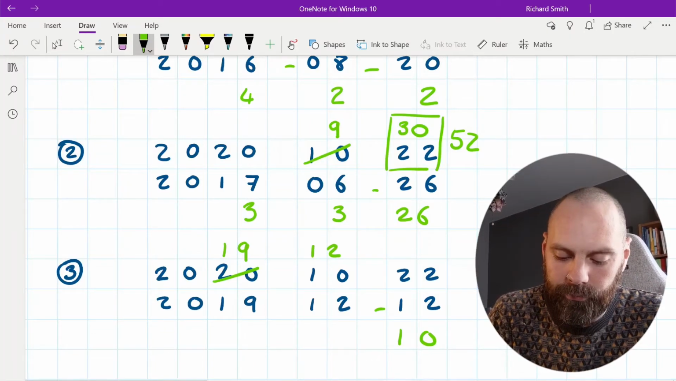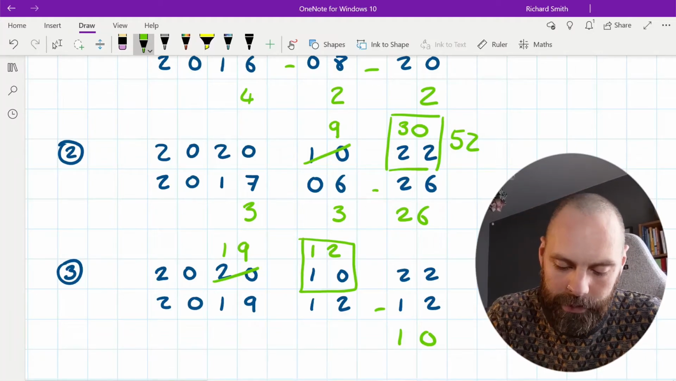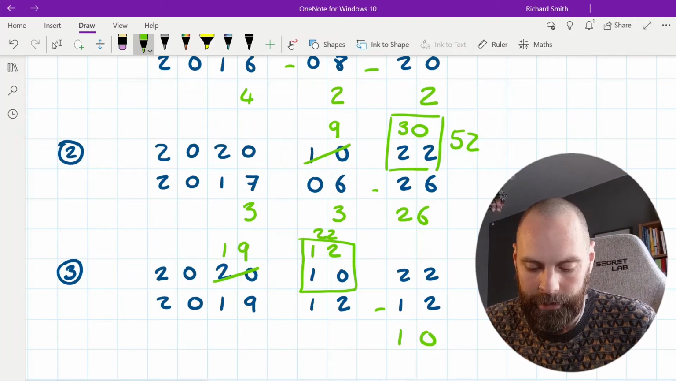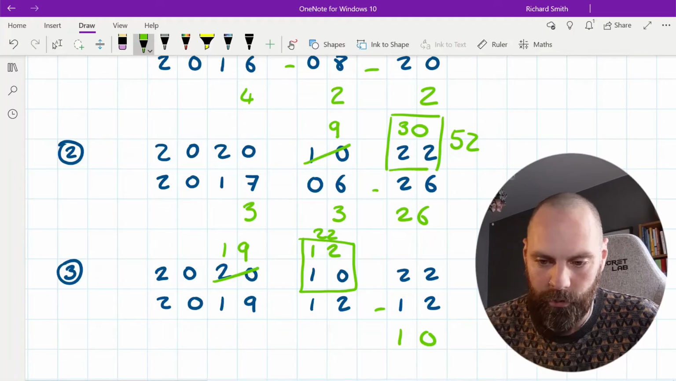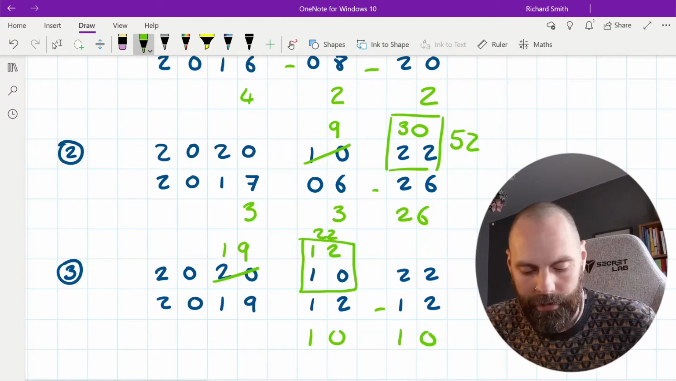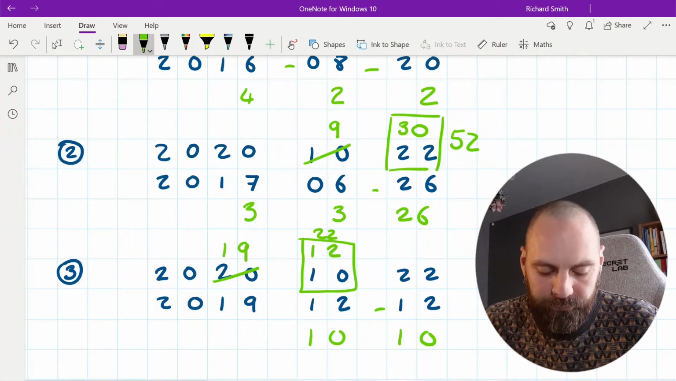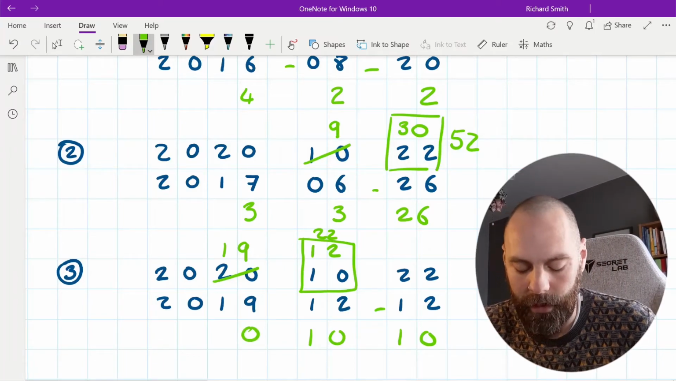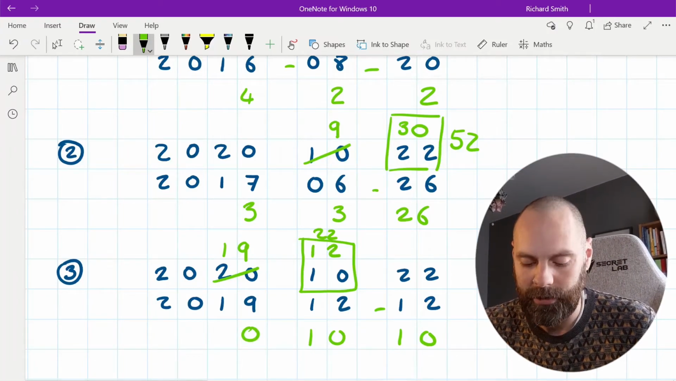So now we have a total of 22 months, and 22 months minus the 12 months is going to leave us with 10 months. And then simple column subtraction again with the years, so 2019 take away 2019 leaves us with no years. So this child's chronological age is 10 months and 10 days.